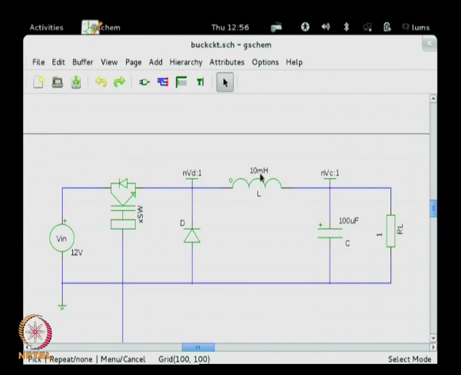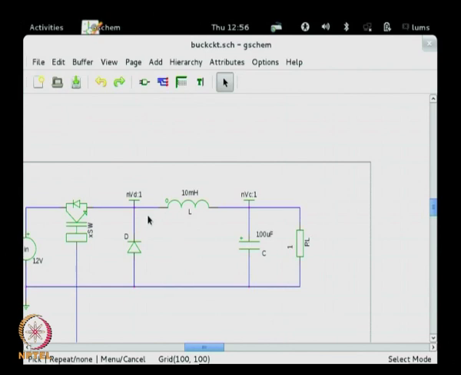L is set at 10 millihenries, R load is set at 1 ohm. See, if this is 12 volts, this is a buck converter, let us say we set it at 5 volts, it will be 5 by 1, 5 amps, 5 into 5, so 25 watts of power will be sent to the load.